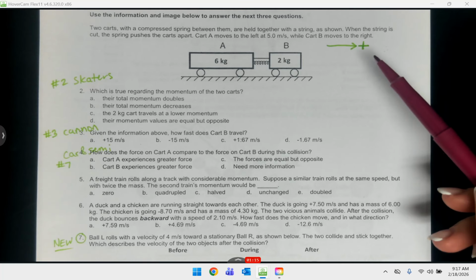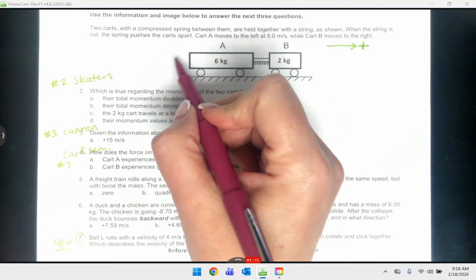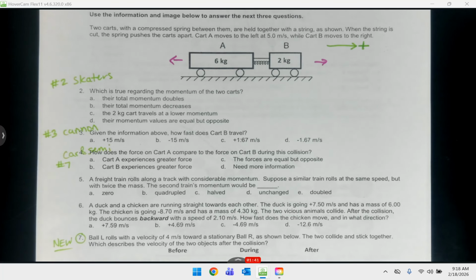So this particular one says use the information and image below to answer the next 3 questions, and then it says 2 carts with a compressed spring between them are held together with a string as shown. When the string is cut, the spring pushes the carts apart. Cart A moves to the left at 5 meters per second while cart B moves to the right. So I know that when these separate, this one's going to go this way and this one's going to go this way. This particular problem is an example of a recoil.